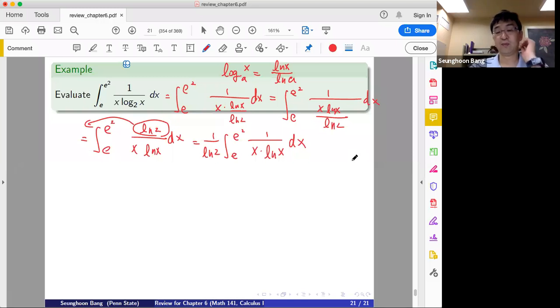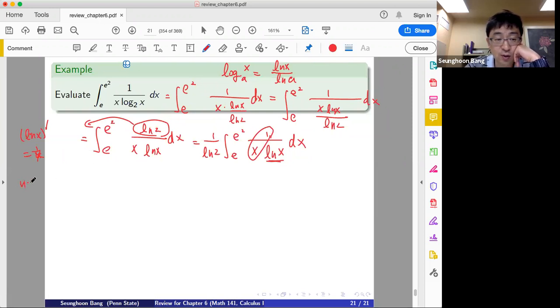So let me see. How can you solve this problem? Which method is better? Is u equals ln of x better? Is it right? How can you know that? You can choose ln of x as u and take a derivative. The derivative of ln of x is 1 over x, and the 1 over x is here. It's a good choice. ln of x is u.